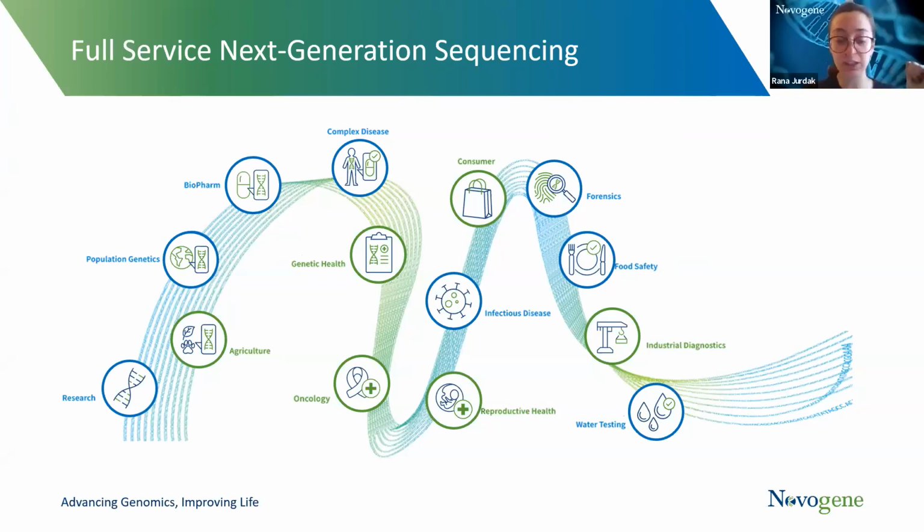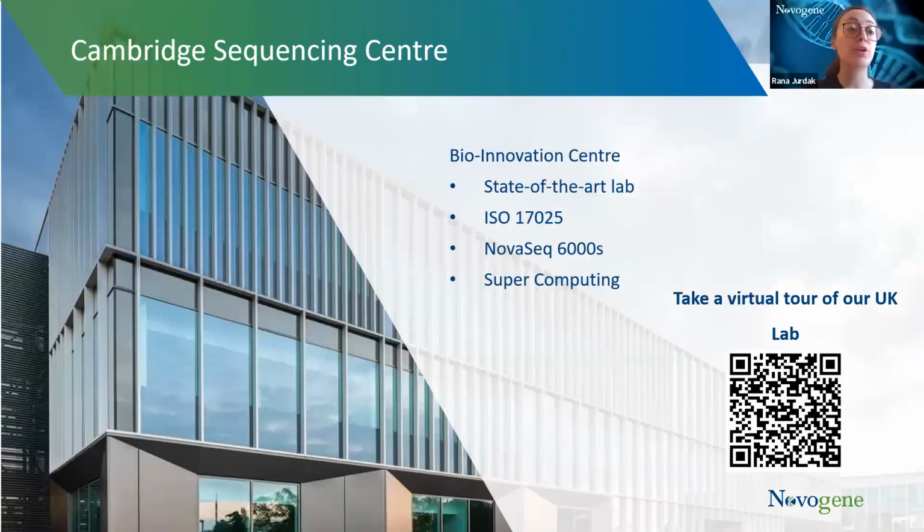As you can see here in this picture, our work covers many aspects of the next generation sequencing with a wide variety of applications. Our European Next Generation Sequencing Center is located in the Cambridge Science Park campus in the United Kingdom. Here is a picture of our state-of-the-art ISO-certified laboratory, which is equipped with the most recent Illumina NovaSeq 6000 sequencers. We even have our own supercomputing cluster, which enables us to offer you bioinformatic analysis and publication-ready data. We are even able to store your data in the UK for further use. And here, I'd like to invite you to take a virtual look at our UK lab by scanning this QR code or by visiting our website, www.novogene.com.